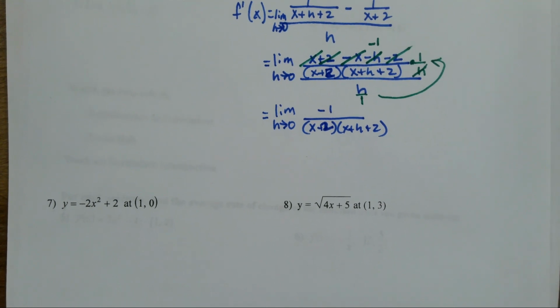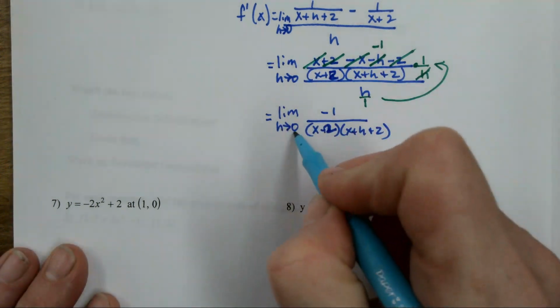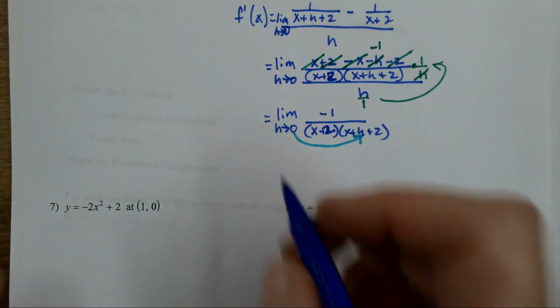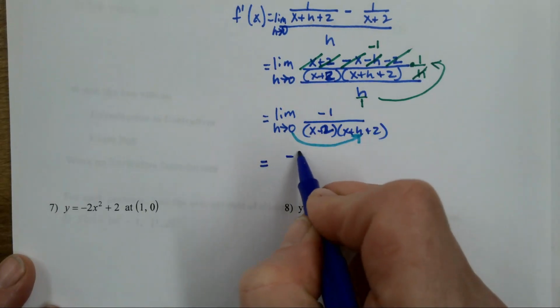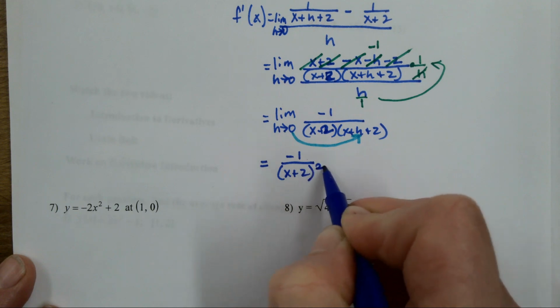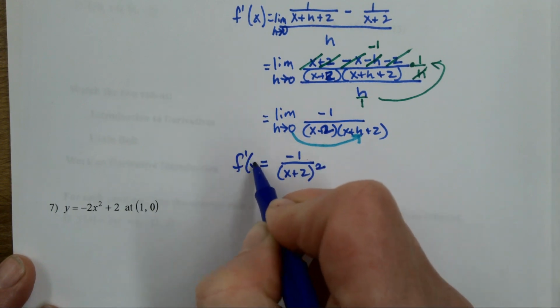And then the h goes once I take my limit. That means I'm going to put this 0 in for h. And my final will be -1 over x plus 2 quantity squared. Okay?